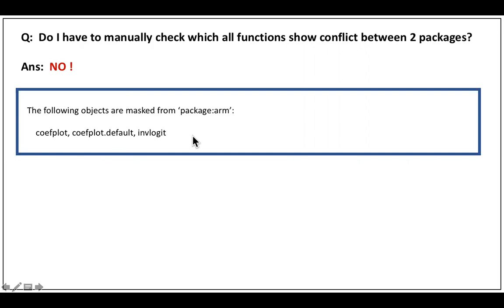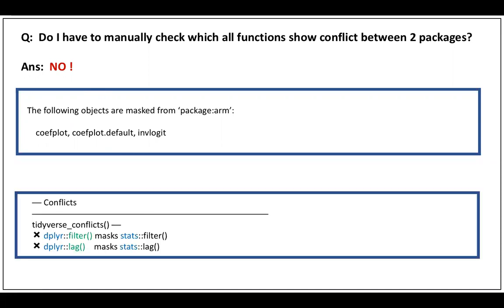You'll see this message only when you're loading the package, not when you're installing it. Once you say library and the package name, you will see this message at the bottom telling you which functions of that particular package have conflicts with other packages. In this case, it's an example of loading both the coefplot and ARM packages.